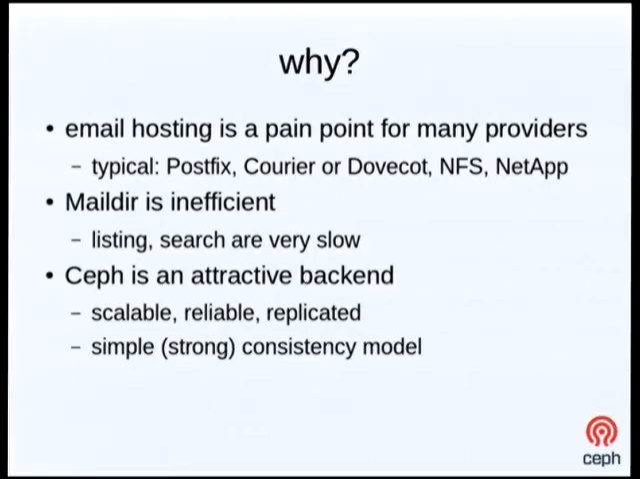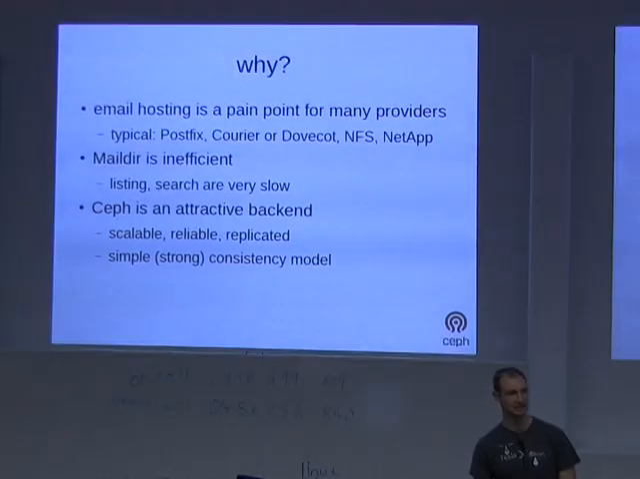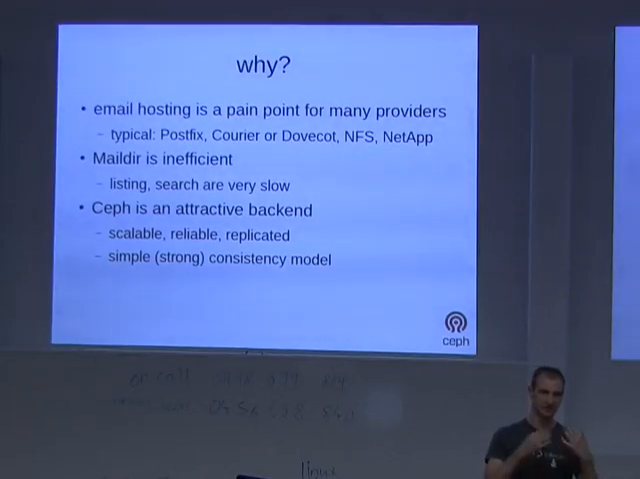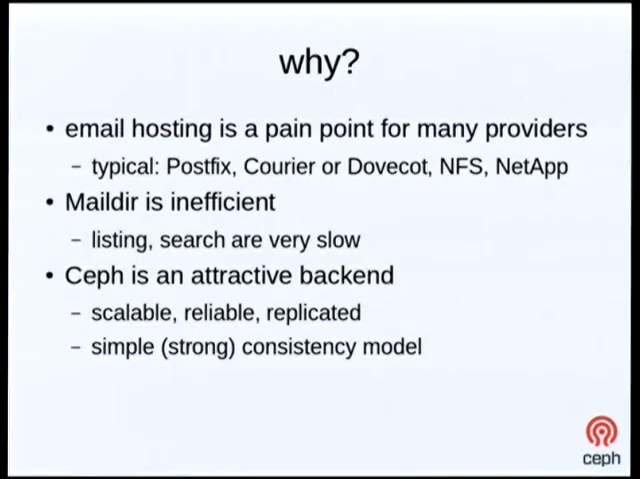Maildir in particular is very inefficient, especially when you're trying to list the contents of a mailbox. It's essentially storing every message in a separate file, and in order to, for example, get your mailbox list, it has to open up every file and read the headers and get your from and your to and your subject, so you can just list your mailbox. On the other hand, Ceph is an attractive backend from a high level because it already gives you reliability and scalability, so you can just add servers as you need them. Everything's replicated. It has a simple consistency model, so you don't have to worry about these weird issues where things appear and then they disappear, that sort of thing. So the question is, could we make this work?